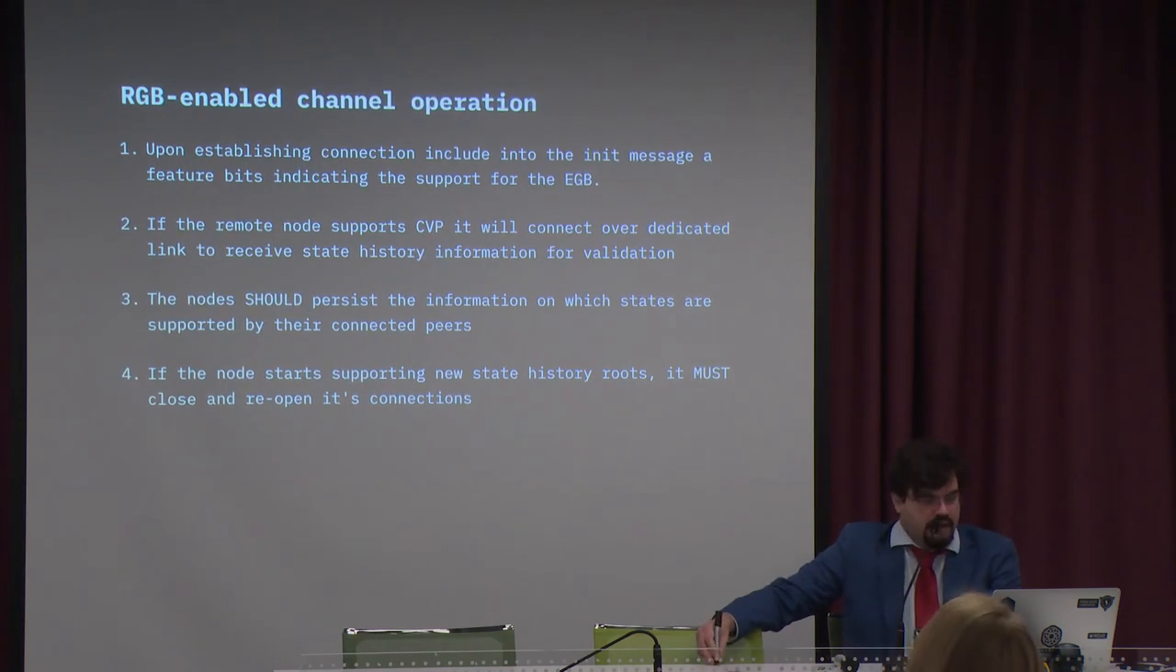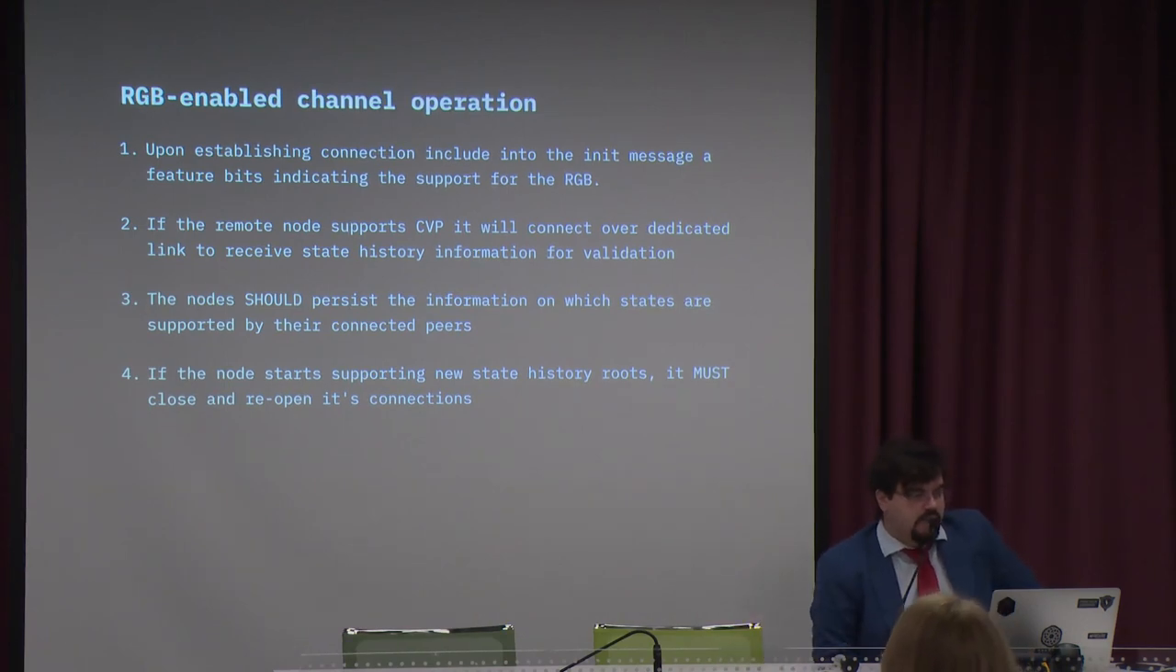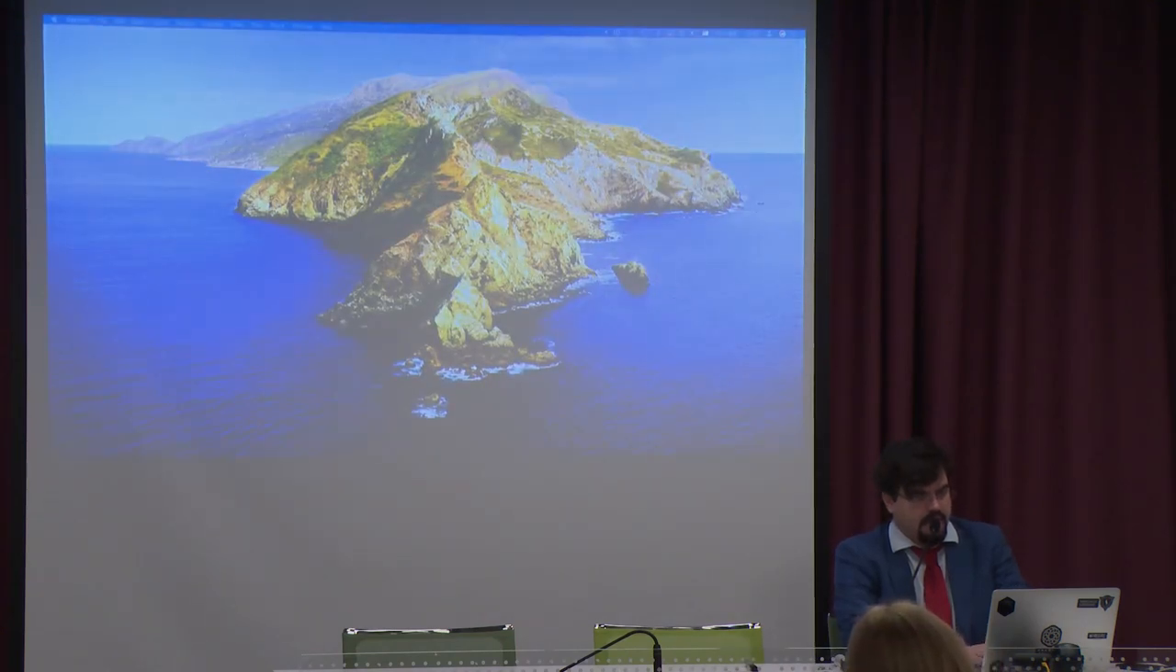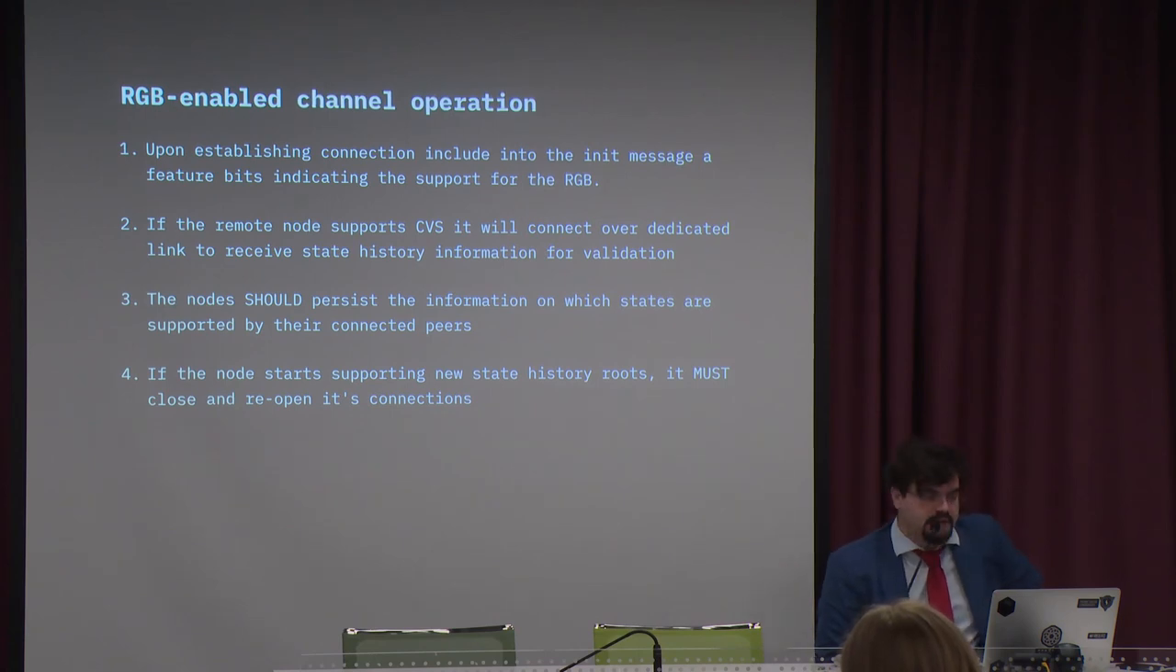The operations of the RGB-enabled channel will be the following. Upon establishing connection, we will include into the init message feature bits indicating the support for RGB. If the remote node supports client validated state, it will connect over the dedicated link to receive state history information for validation. I was really tired when I was preparing these slides. The node should persist the information on which states are supported by their connected peers, even if they are not used in the actual channel. And if the node starts supporting a new state history route, a new genesis state, it must close and reopen its connections.